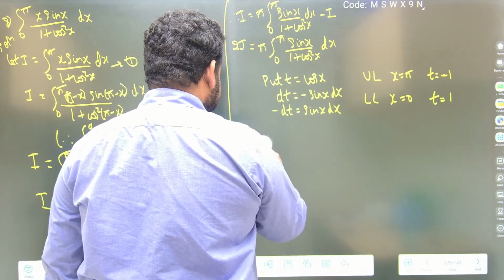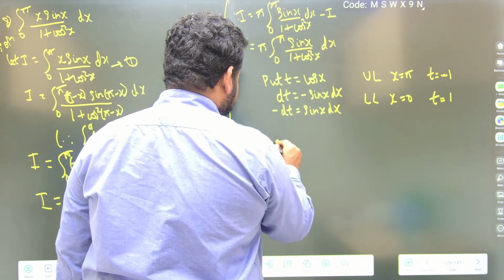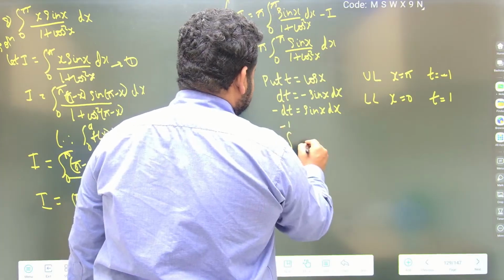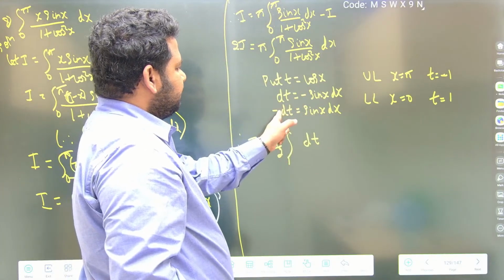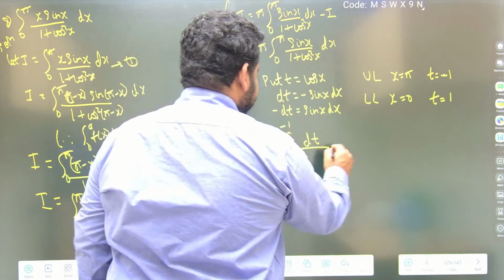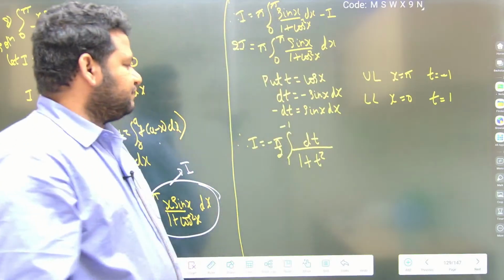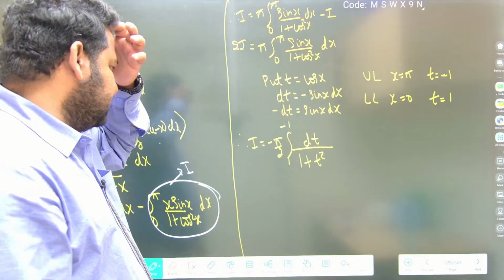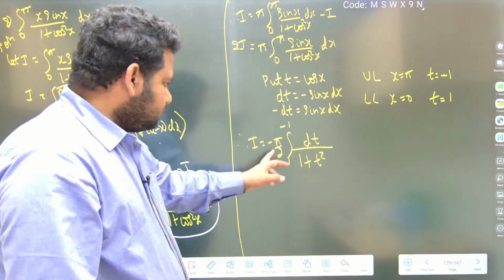Therefore I will write it as minus pi by 2 into the integral from 1 to minus 1 of dt, minus because dt is minus. See here, minus dt is equal to sin x dx. Sin x dx is nothing but minus dt, minus I have taken outside, divided by 1 plus cos square x. 1 plus cos square x is 1 plus t square. Now observe it carefully.